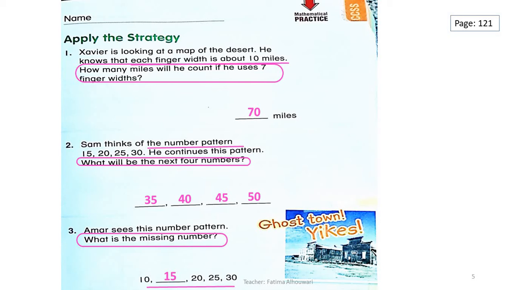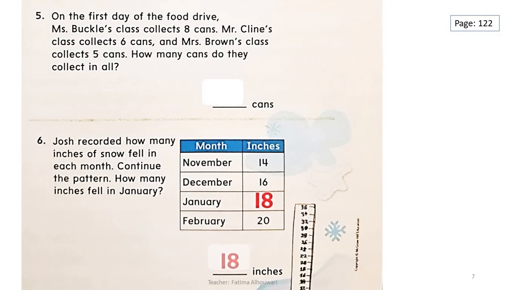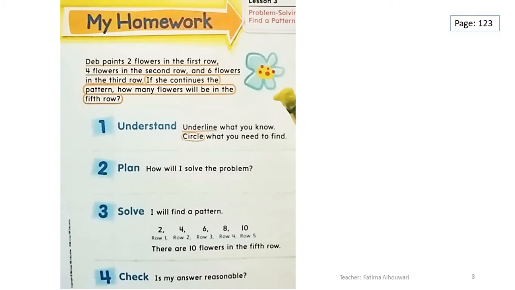Please, grade 2, be sure to write these numbers in your book, page number 121. Let's see the next page. Now, grade 2, after solving these problems, you can solve the next problems by yourself. So, please, grade 2, open your book, page number 122, and stop the video. Try to solve these problems by yourself, and then you can check your answer here. And this is your homework, grade 2.